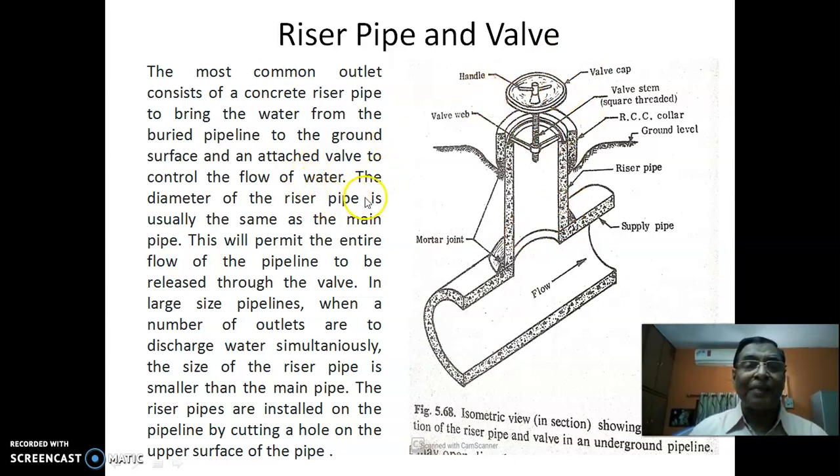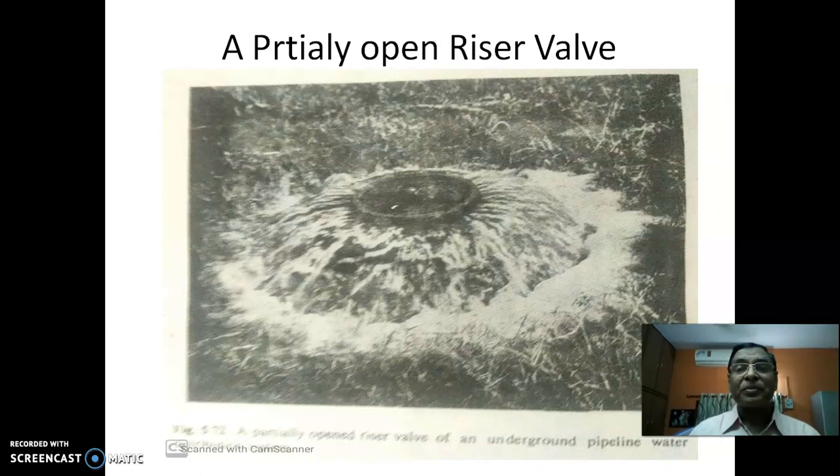The diameter of the riser pipe is usually the same as the main pipe. This is the one thing. This will permit the entire flow of the pipeline to be released through the valve. In large size pipelines, when a number of outlets are to discharge water simultaneously, then the size of the riser pipe is smaller than the main pipe. It all depends on how much water you want to draw. Suppose you want to draw less than 1/2 of the total flow, then definitely your diameter will be less. Okay, so that follows. This is how it looks when a partially open riser valve lets the water flow to the field.